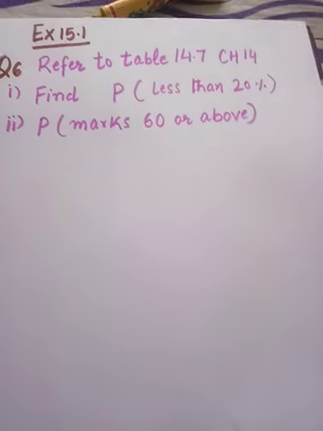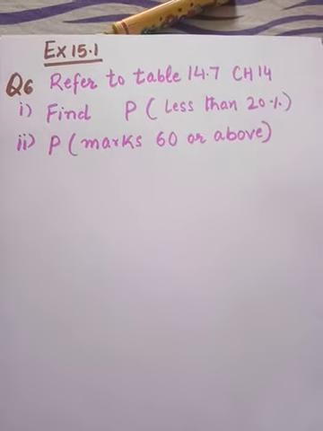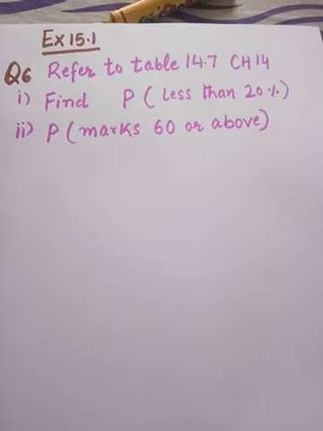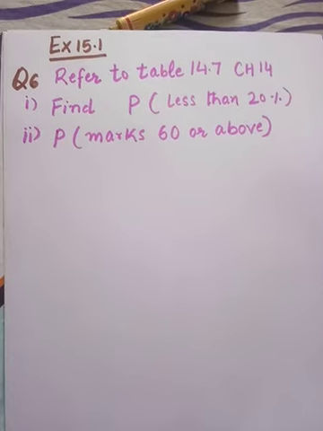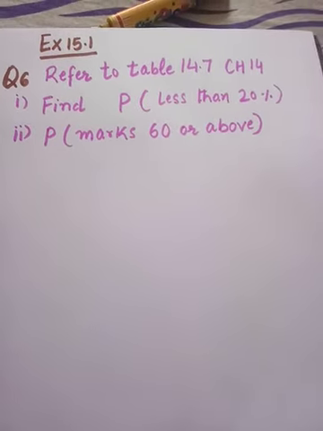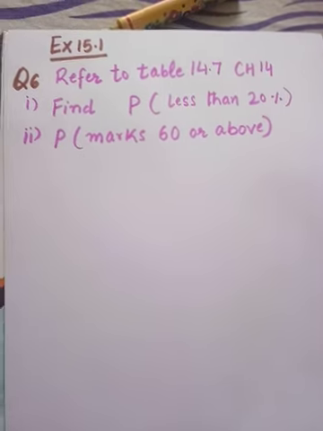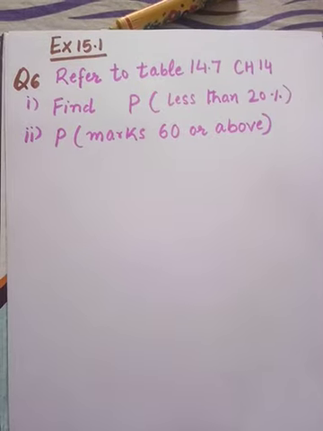Children, you have question number 6 in that exercise. Refer to table 14.7, chapter 14. There is a question in which you have to find the probability of marks less than 20% and the probability of marks 60 or above. So let me take you to that table.